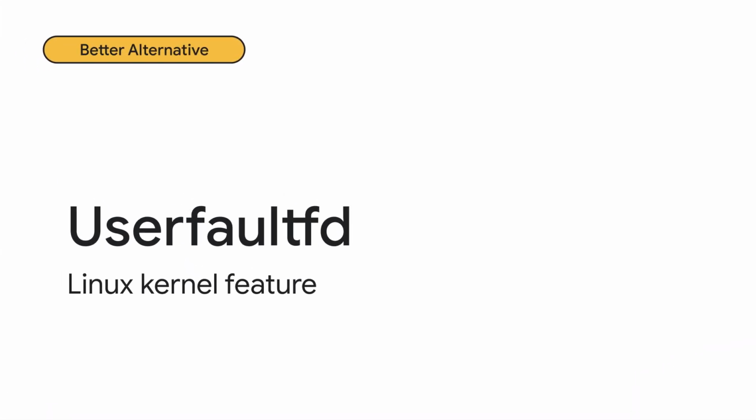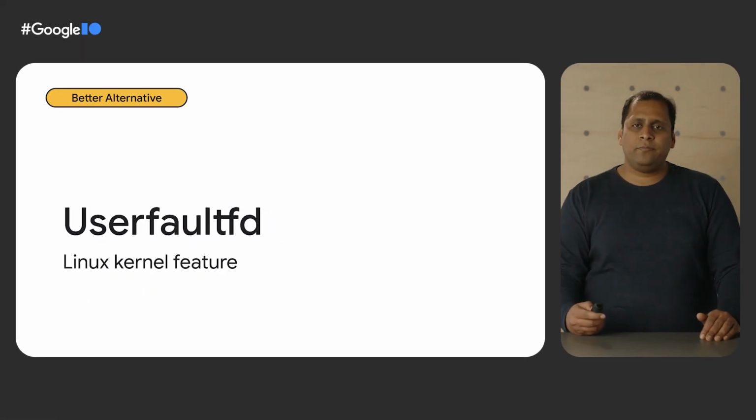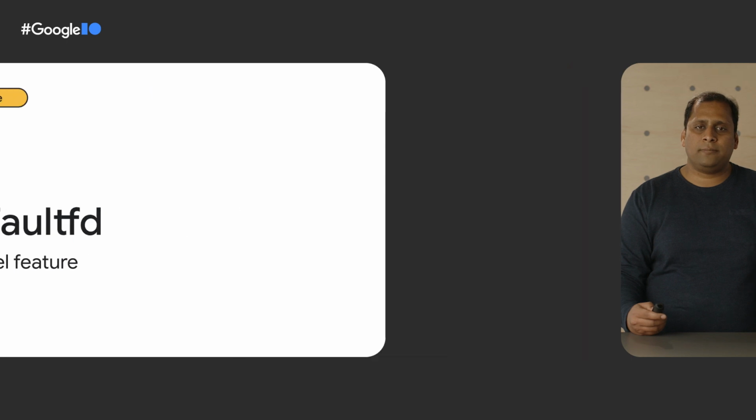Given these overheads in the current GC, it made sense to find a better alternative, if available. Fortunately, there is a Linux kernel feature called userfaultfd, which can perform the same functionality as the read barrier without its fixed overhead. So, we are developing a new garbage collector which uses userfaultfd for concurrent compaction.